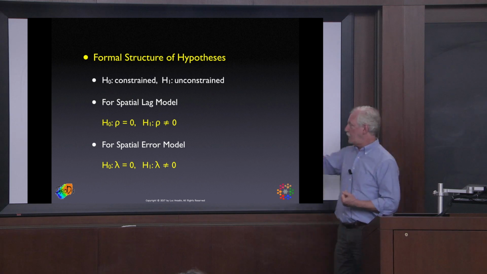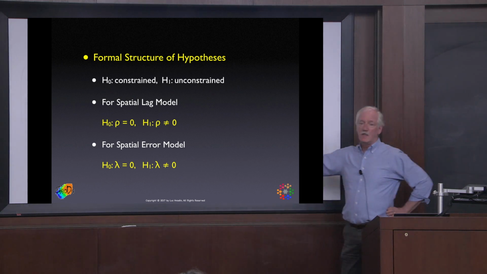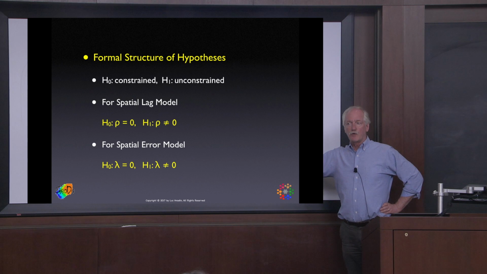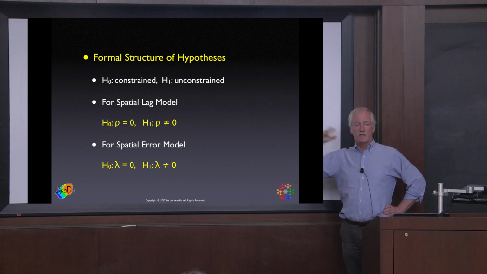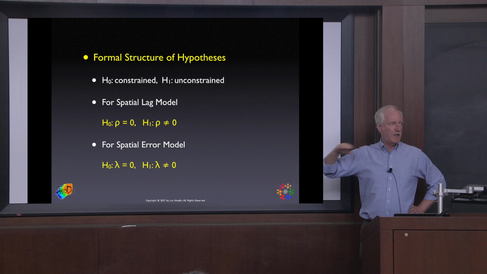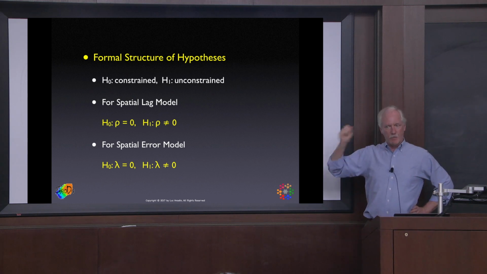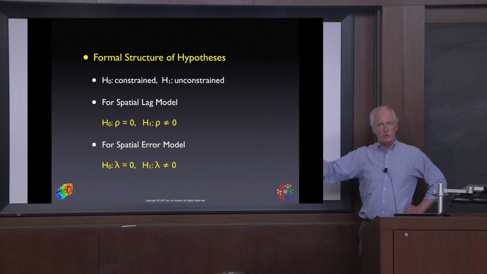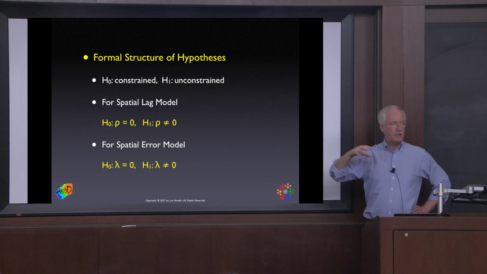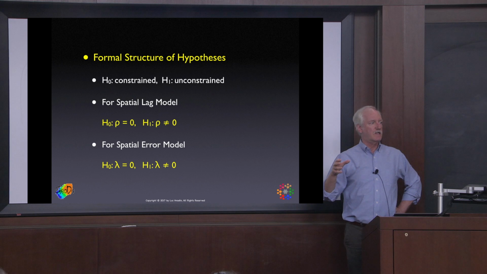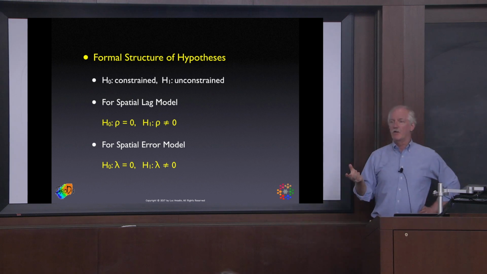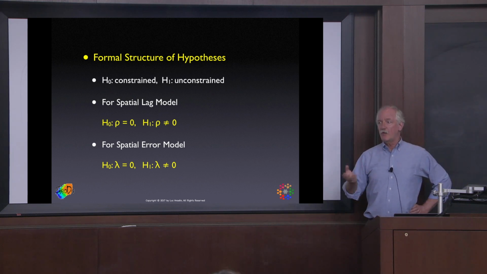So for the spatial lag model, the null hypothesis is that there is no spatial lag. That is our point of departure, the standard regression model. The alternative hypothesis is that we're missing something, so we should introduce the spatial lag. So the question, in terms of specification testing, is how can we tell?